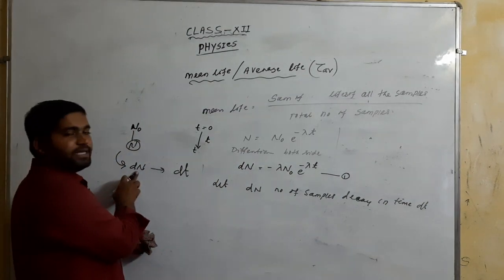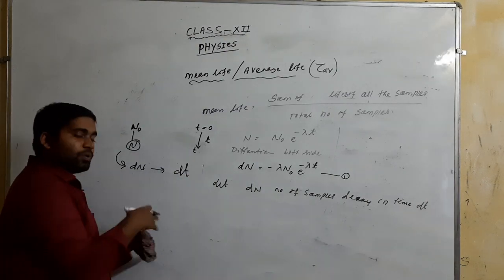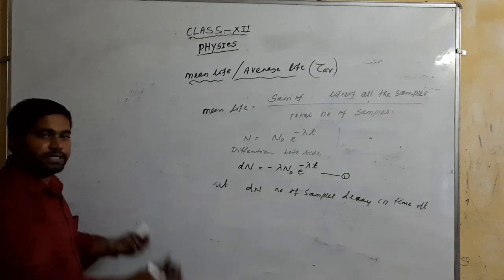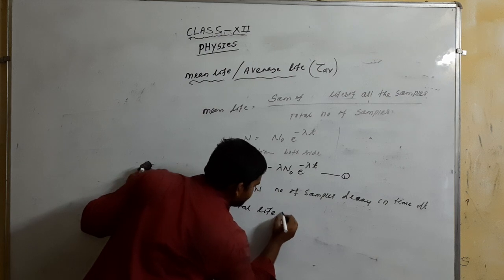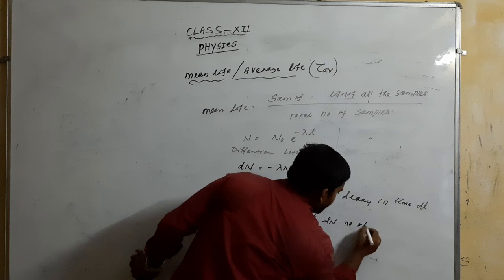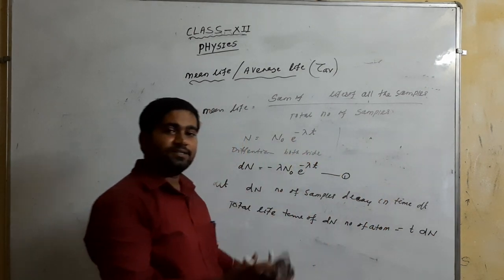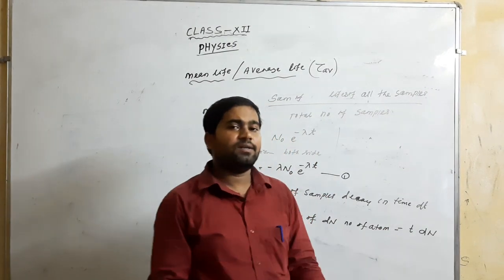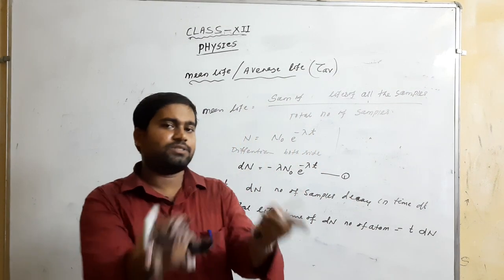So dN atoms decay in time dt, and the total lifetime of these dN atoms before decay will be t dN. They exist inside the nucleus up to time t, and as there are dN atoms, the total lifetime is t dN, just as we multiplied 2 with 10.